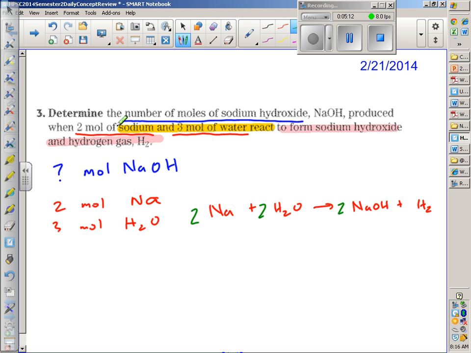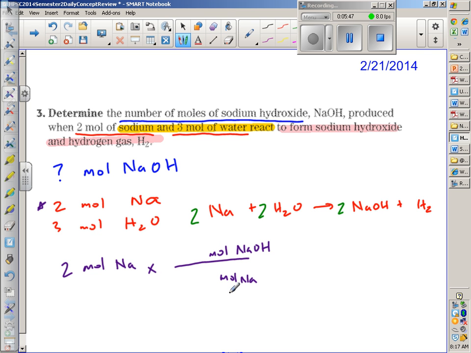The sodium is going to run out before the water runs out, right? So that's why when we do this conversion, we're going to start with these 2 moles of sodium. Then, times sign, fraction bar. What unit has to go on the bottom? Moles of sodium has to go on the bottom, right? And then what's going to go on the top? Moles of sodium hydroxide, because that's what we're looking for, right?